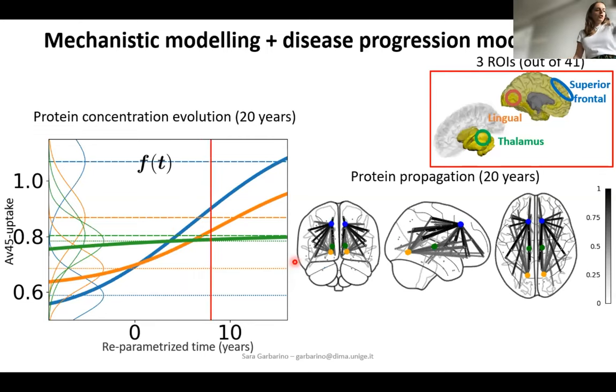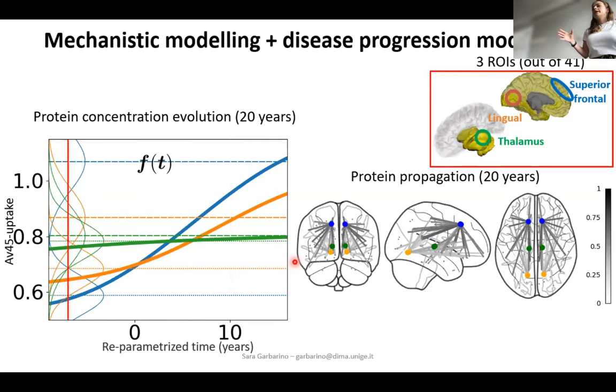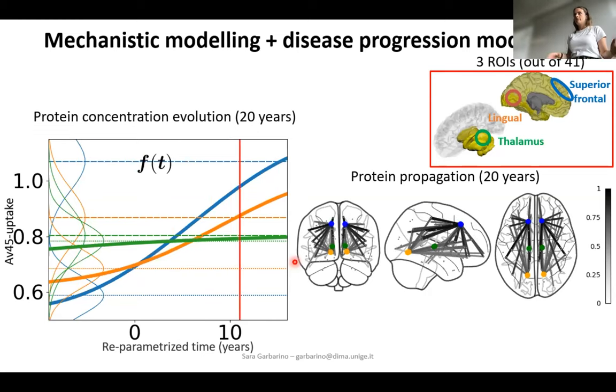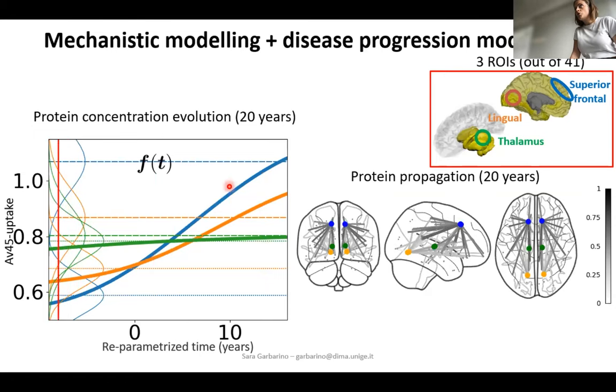Just to give you an idea of what the model produces. Here we worked on a parcellation of the brain into 40 regions, symmetrized left and right brain, so we work with 41 regions of interest in the brain. Now I'm just selecting three of them for the sake of visualization. The model can estimate the amyloid dynamics of these regions over a reparameterized time. Here you don't see the uncertainty associated with every trajectory, but you do have that as well, because it's a Gaussian process regression, so it's a Bayesian regression. You have uncertainty naturally associated with your parameters.